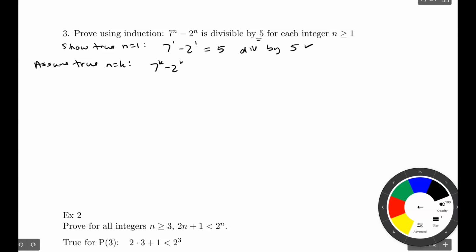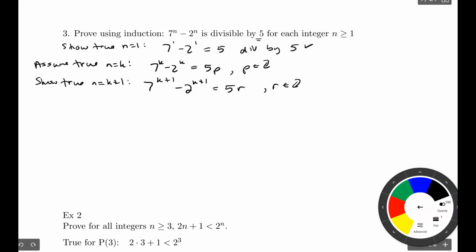7 to the k minus 2 to the k is equal to 5p, p an element of the integers. Okay, so remember that's what I want to use in my inductive step. So I want to show it's true for n equal k plus 1. So 7 to the k plus 1 minus 2 to the k plus 1, and I want to show it's equal to 5r, say, r an element of the integers.